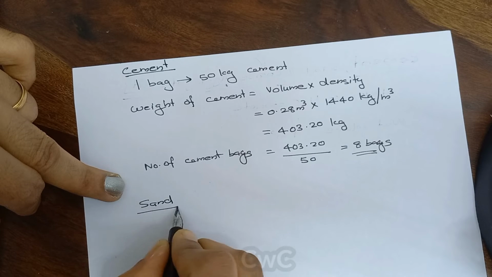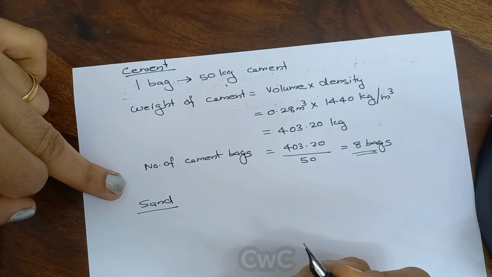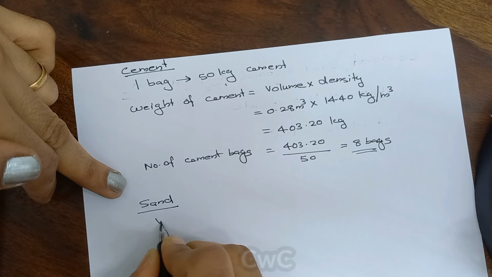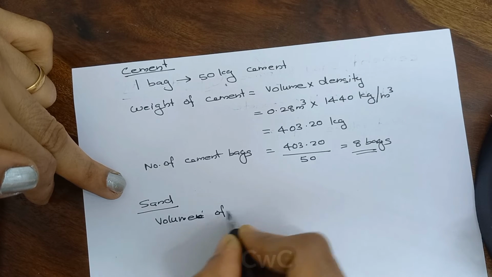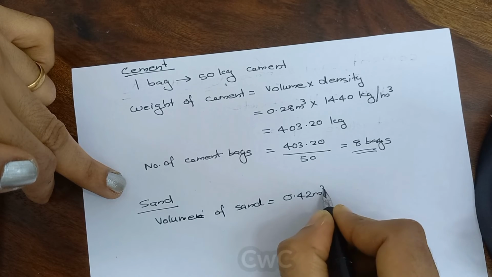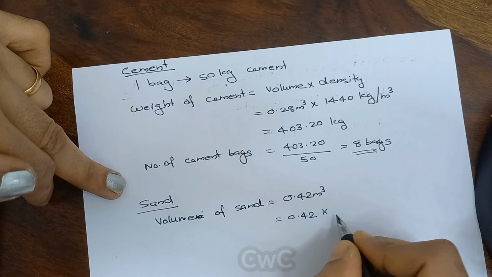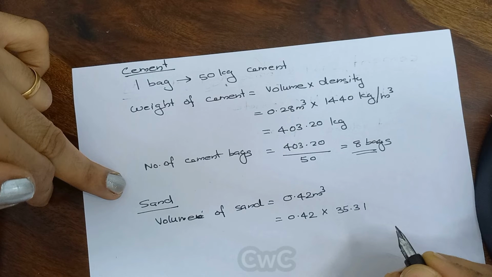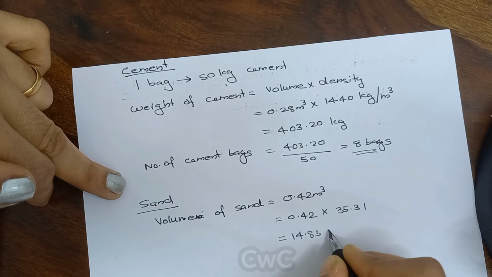Next is sand. Sand, we have the quantity in cubic meter. We have to express it in cubic feet. So just we have to convert the unit. So volume of sand is equal to 0.42 meter cube. That is 0.42 into 35.31. That is the conversion factor for cubic meter to cubic feet. So we will get 14.83 cubic feet.